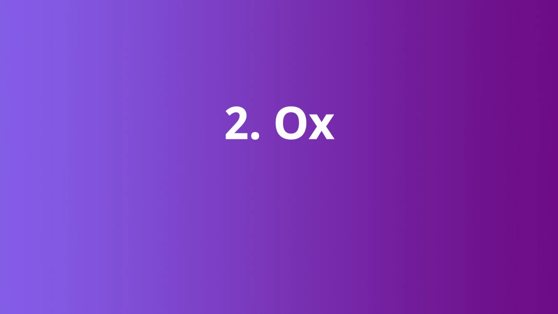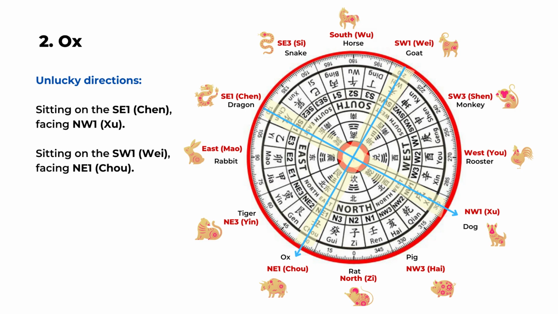Here is a second animal sign, the ox. The direction of the ox is the northeast 1, or the Chou. So one of the unlucky directions is when you face northeast 1 and sitting on the southwest 1. And the second unlucky direction is sitting on the southeast 1 and facing northwest 1. So those are two unlucky directions we try to avoid for the ox.